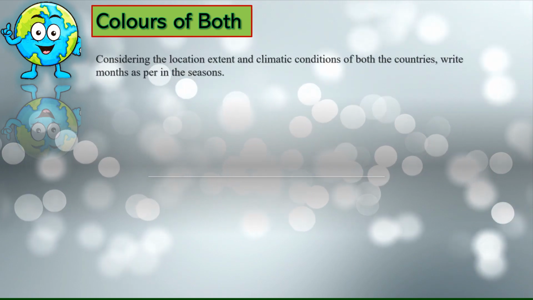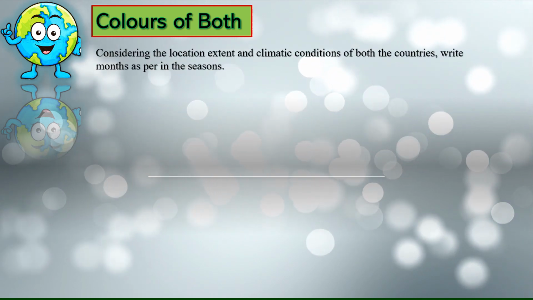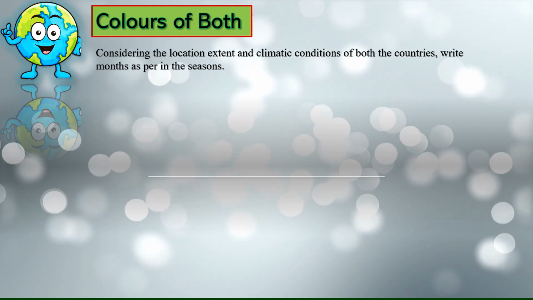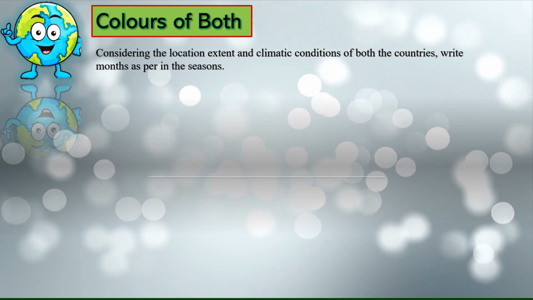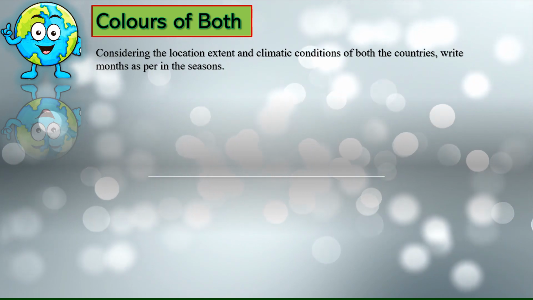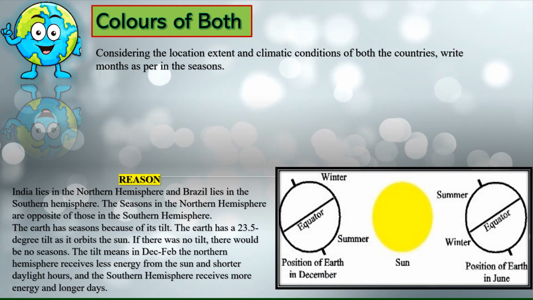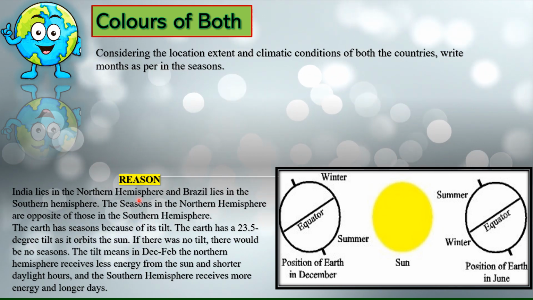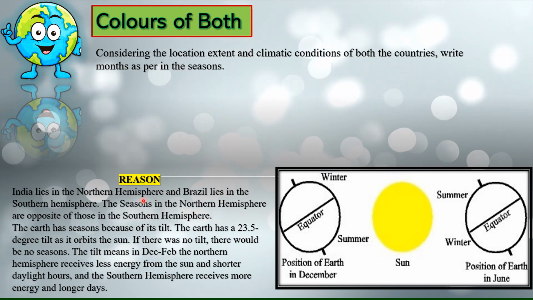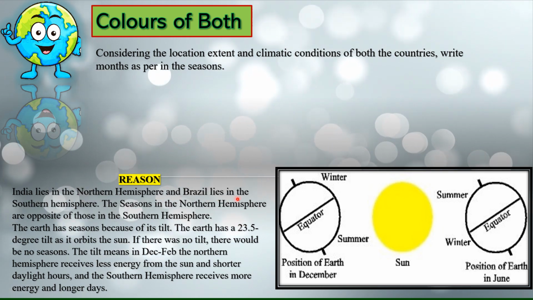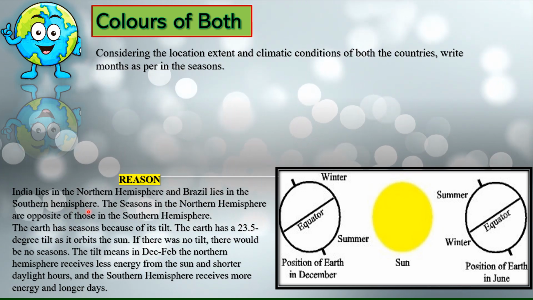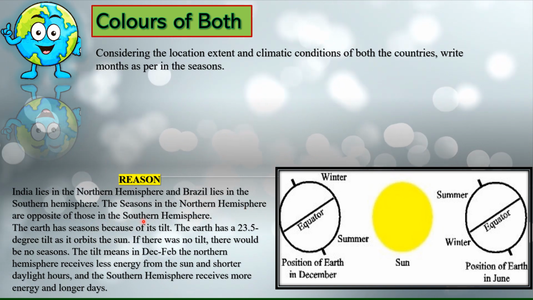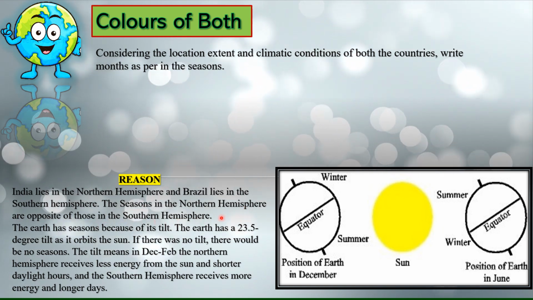The question is, considering the location, extent and climatic conditions of both the countries, write months as per the seasons. Now we need to understand a simple concept. We already know that India lies in the northern hemisphere, whereas most of Brazil lies in the southern hemisphere. The seasons in the northern hemisphere are opposite of those in the southern hemisphere.